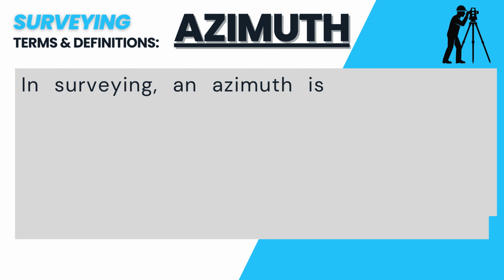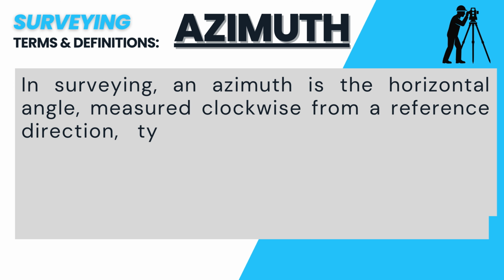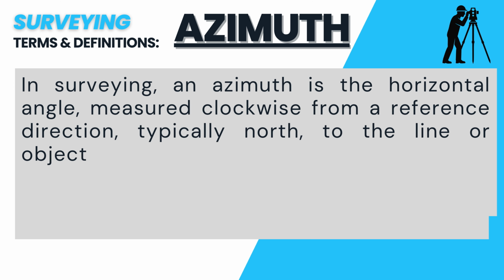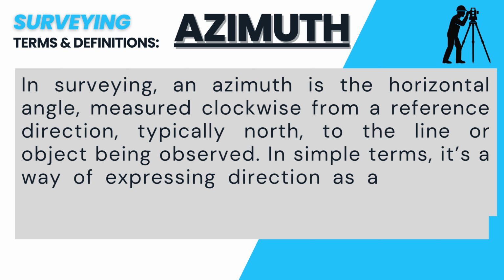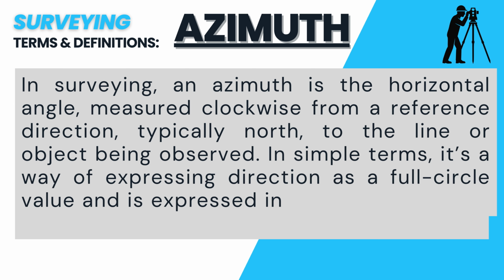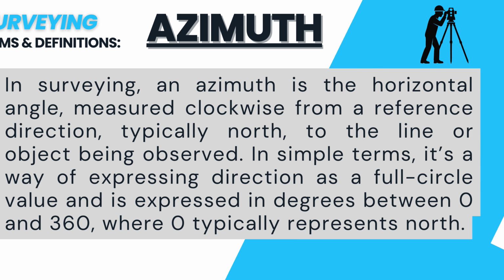In surveying, an azimuth is the horizontal angle, measured clockwise from a reference direction, typically north, to the line or object being observed. In simple terms, it's a way of expressing direction as a full circle value and is expressed in degrees between 0 and 360, where 0 typically represents north.